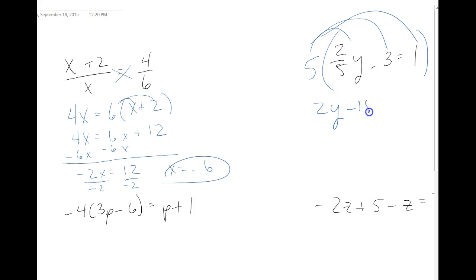So minus 15 equals 5. Then we can add 15 to both sides. Divide off the 2, and I'm getting y is 10.